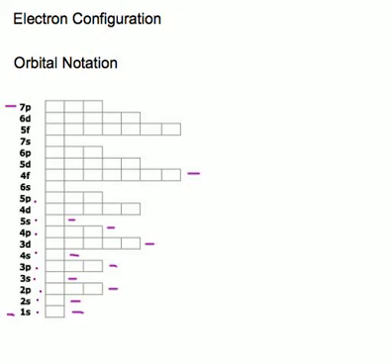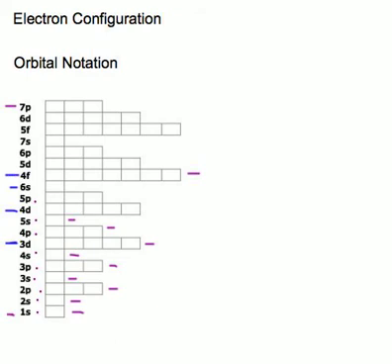The only other thing I need you to notice from this picture is the order, where it gets funny. Here we go from 1s to 2s to 2p, that makes sense, 3s to 3p, and then notice here 3d is sort of out of order. We go from 4s to 3d to 4p.